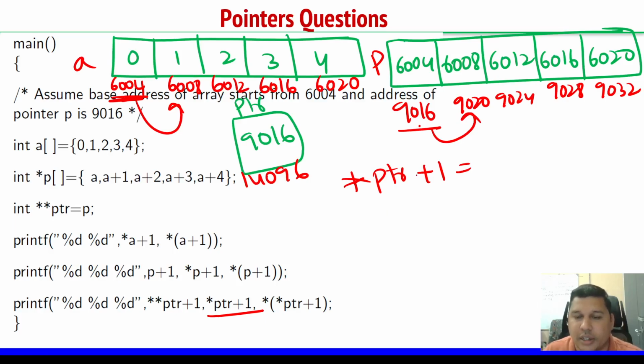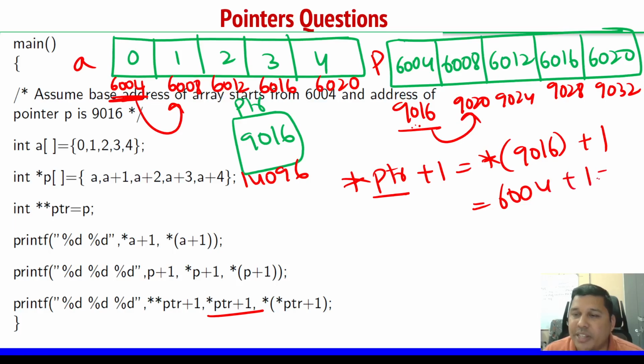Confused or stuck? See, ptr means the value inside it, that is 9016. So it is star of 9016 plus 1. Star of 9016 means what is the value at location 9016? It is 6004. So 6004 plus 1 means 6008. So star p, this is this.